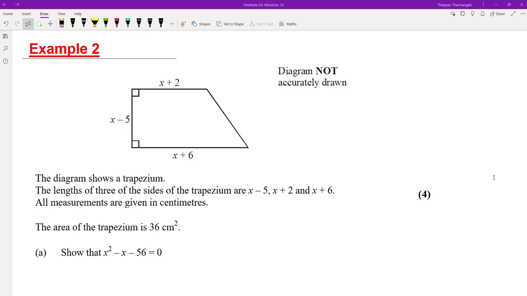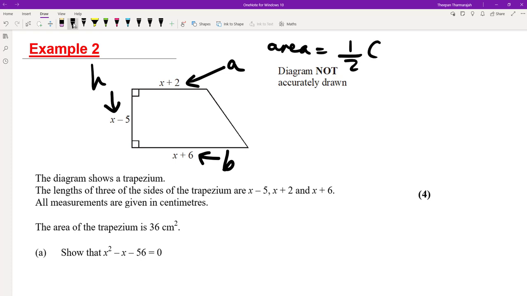Okay, welcome back. So here we've got a trapezium. The first thing I'm going to do is to label the sides. The first parallel side here is going to be called A, the opposite parallel side is B, and the perpendicular height is known as H. Now we know that the formula for the area of a trapezium is half times A plus B times the height. They tell us that the area of the trapezium is 36 centimeters squared, and we need to show that we get the following quadratic: x squared minus x minus 56 equals 0.